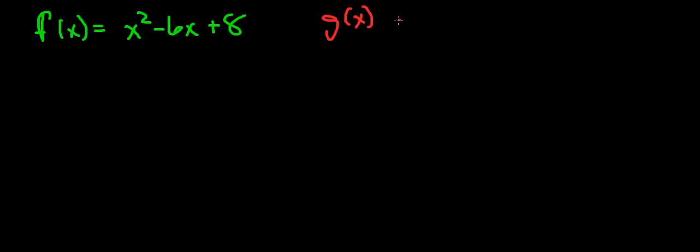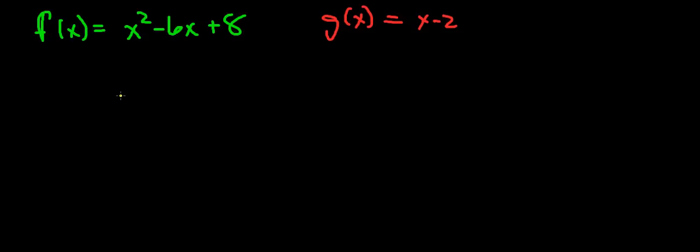Combining functions. So I want to know how to add two different functions together, subtract, multiply, divide. So how do we go about doing that? Let's say I have a function f of x is equal to x squared minus 6x plus 8, and I have another function g of x which is equal to x minus 2.